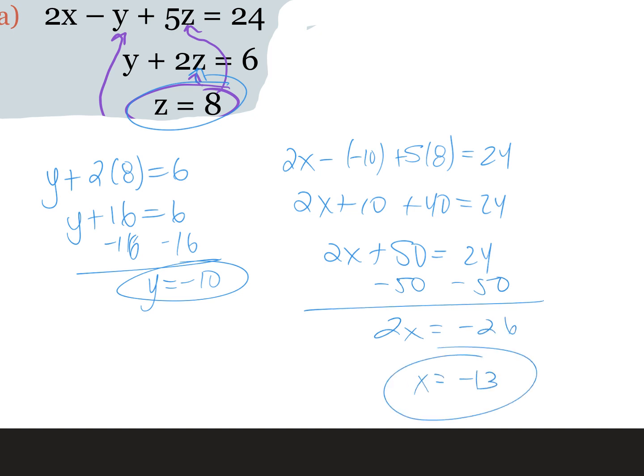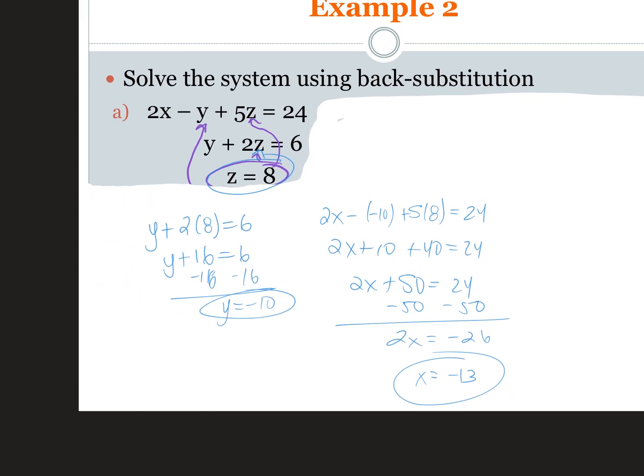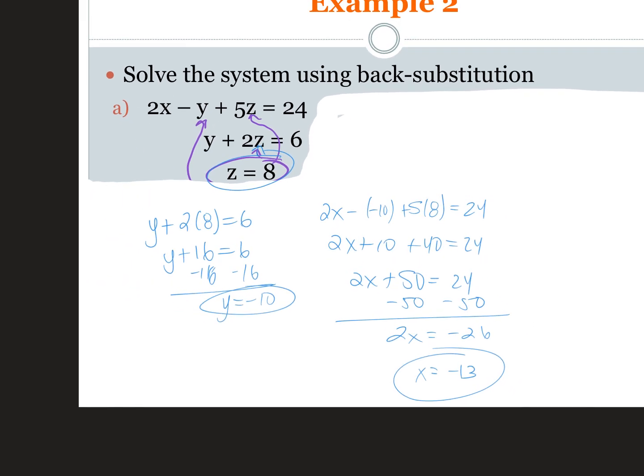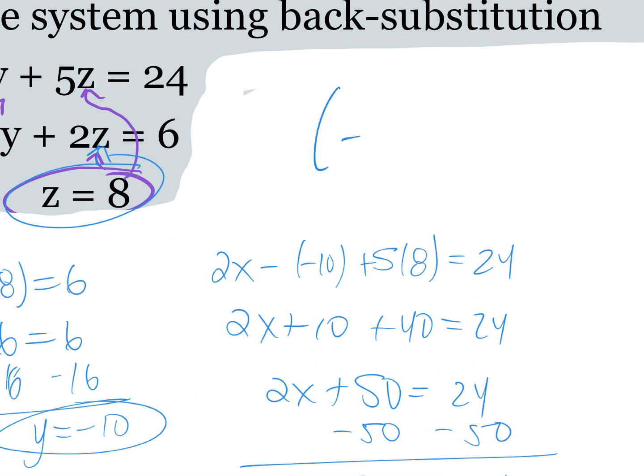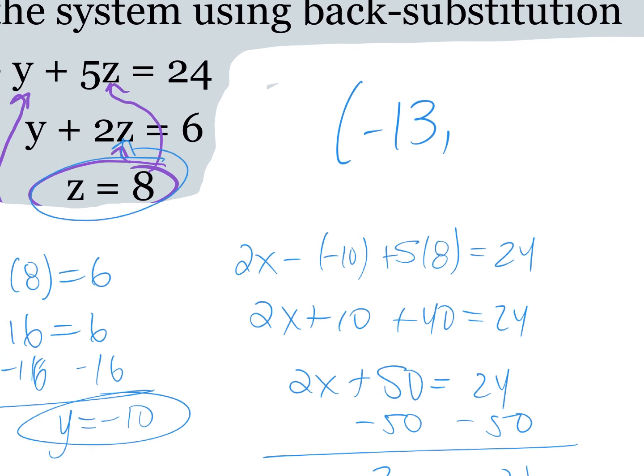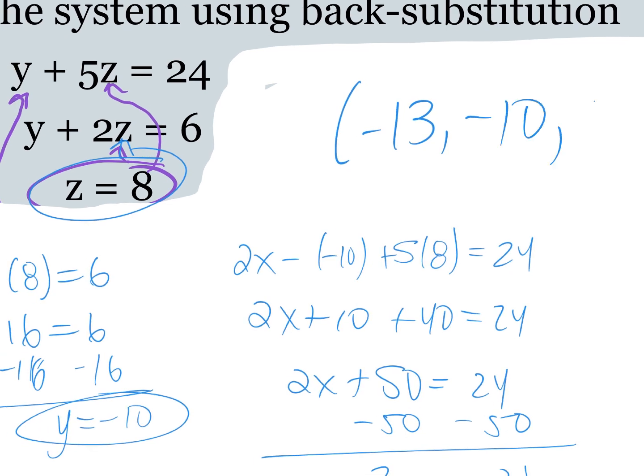-13. That negative sign's a big deal. If you leave your answer like this, you're going to get points off. Your answer should be written as how? An ordered triple, an x, and y, and a z. So you have negative 13, comma, negative 10, comma, 8.